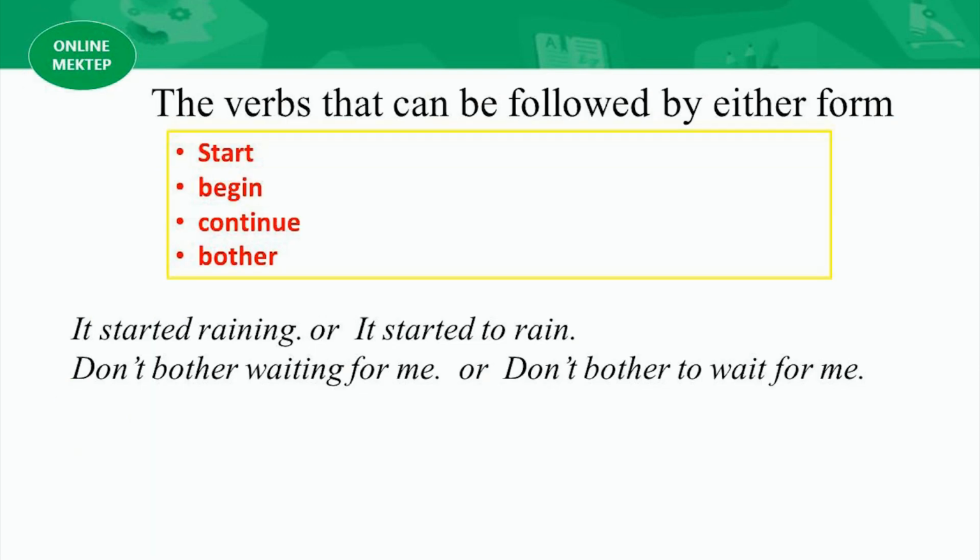The verbs that can be followed by either form. Start, begin, continue, bother. So that means you can use these verbs with the two forms. For example, it started raining or it started to rain. Don't bother waiting for me, or don't bother to wait for me.